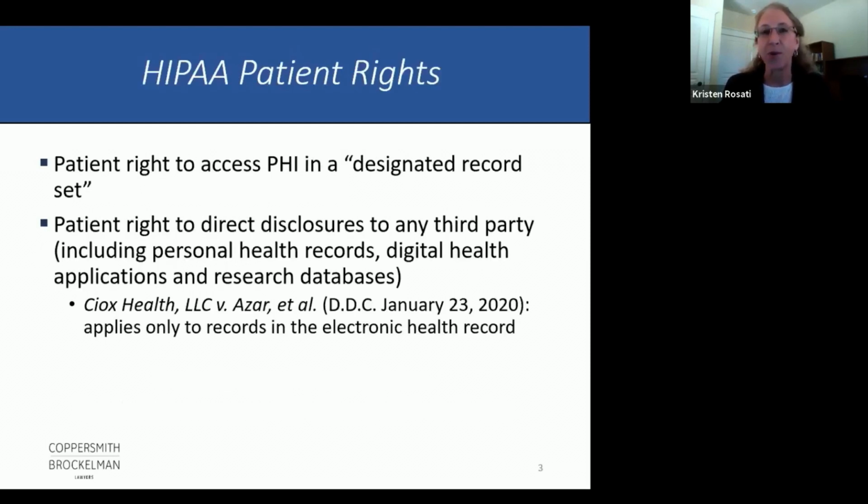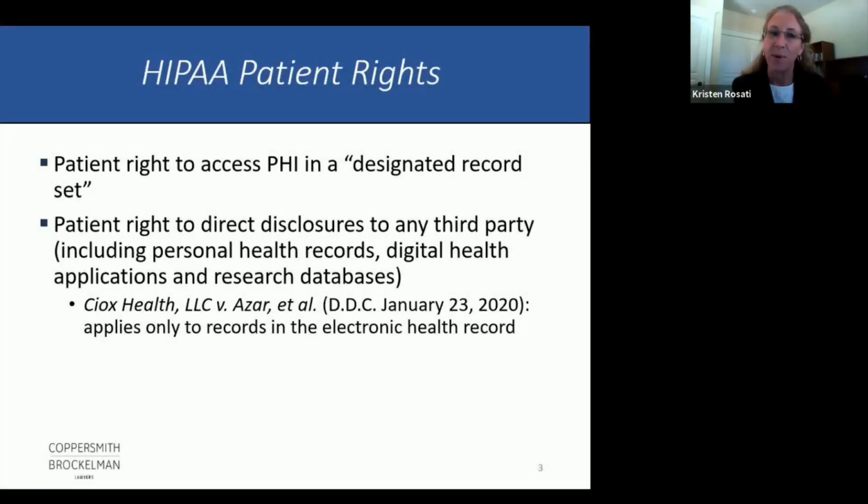First, I'd like to talk about two different patient rights under HIPAA that will be good levers to transfer information to digital health applications with patient permission. So first, patients have a right to get access to their own health information in the form and the format they request. This applies to information in what's called the designated record set, which are medical records, health plan, claims information, provider payment information, and any other information that's used to make decisions about patients.